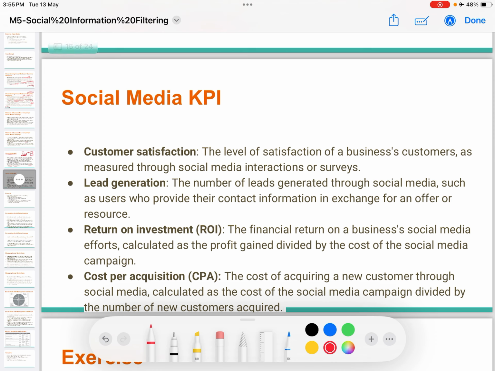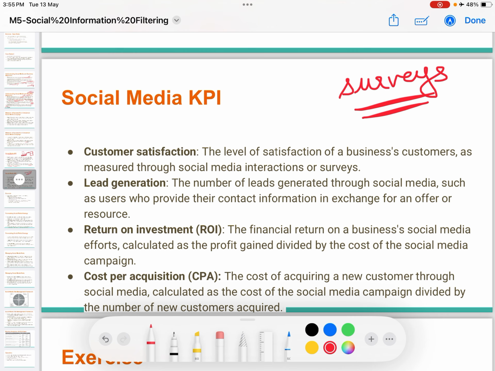Customer satisfaction, the level of satisfaction of a business's customers as measured through social media interactions or surveys. So there are certain surveys conducted on social media to check whether the customer is satisfied with the products and services or not.